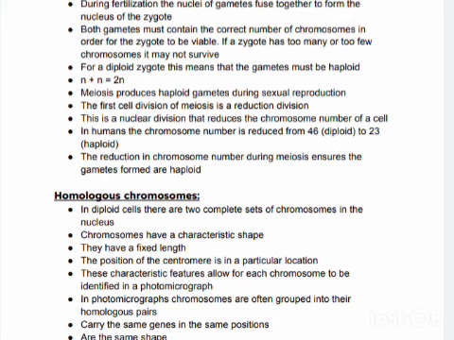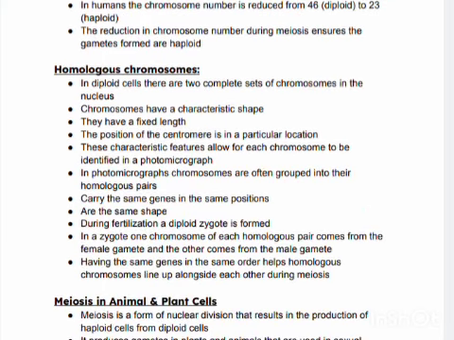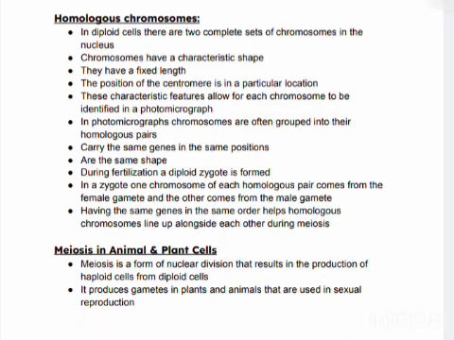So meiosis is a nuclear division that reduces the chromosome number of a cell. In humans, the chromosome number is reduced from 46, which is diploid, to 23, which is haploid. That is the need for reduction division during meiosis. Now moving on to homologous chromosomes.